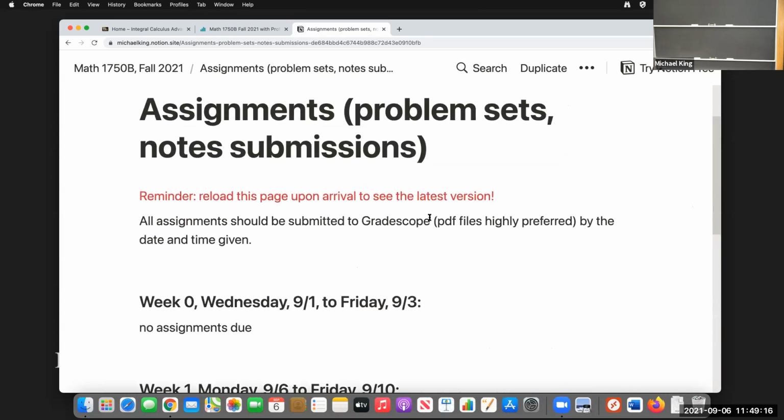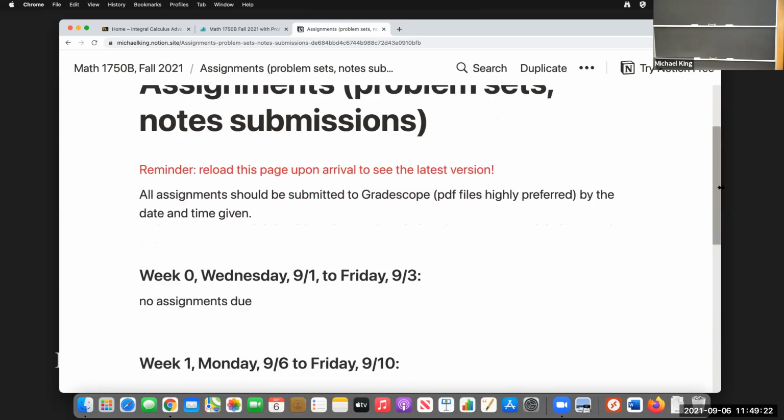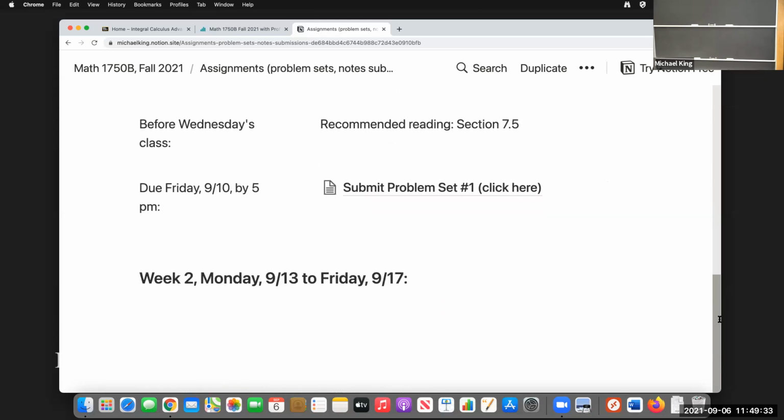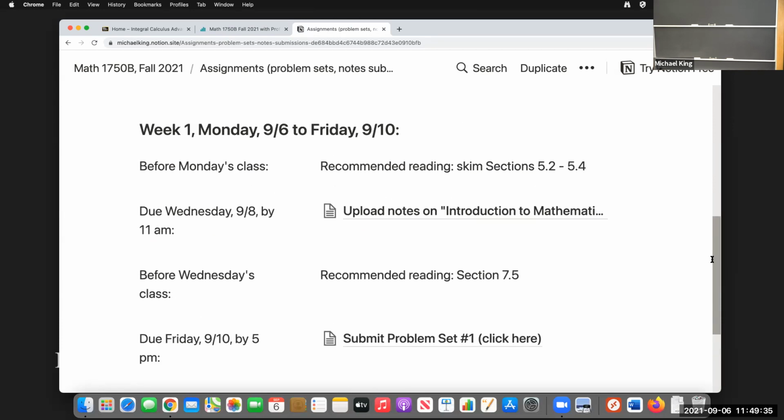I can't remember if I said this to you guys or not, but it helps to reload the page. Sometimes I've gone to these and seen old versions and I had to reload. Even I had to reload twice once for it to come up with the stuff I'd posted. So just to make sure you're seeing it. But this is everything for this week, and then I'll start posting stuff for next week. Okay, sounds good.